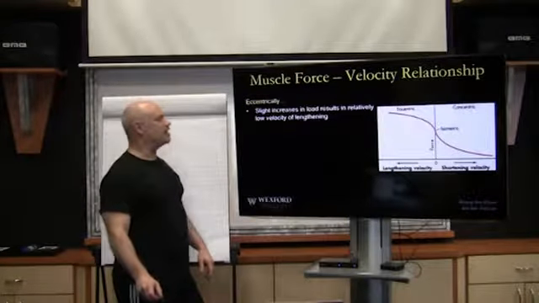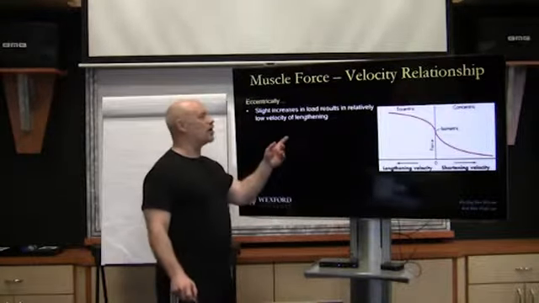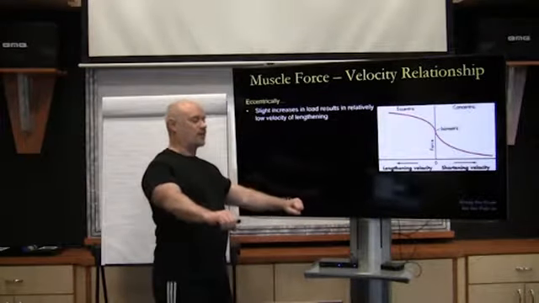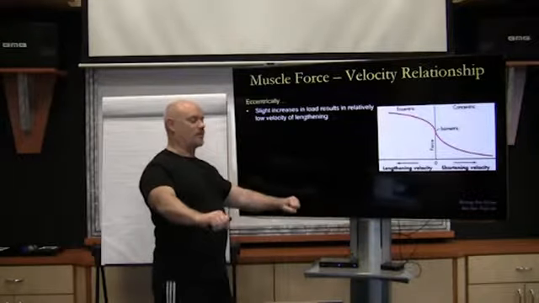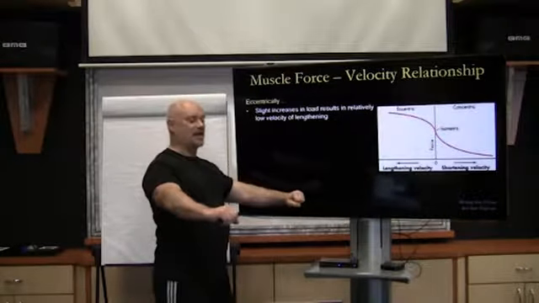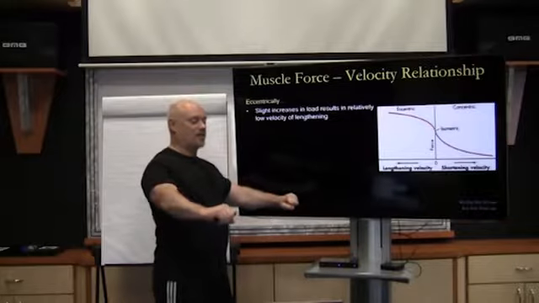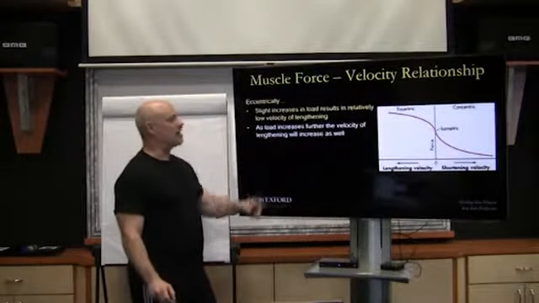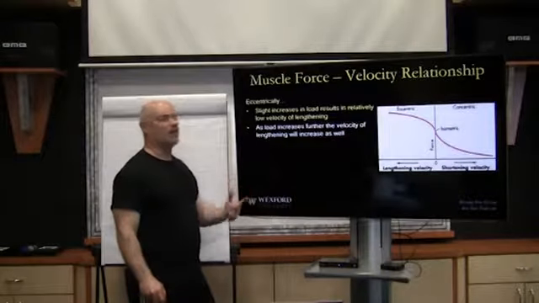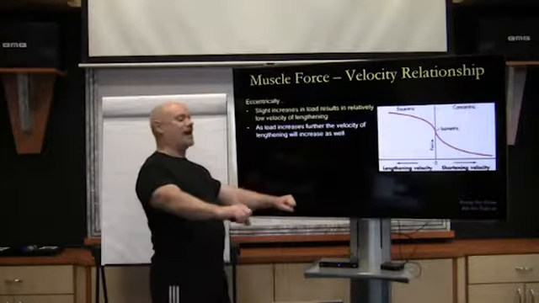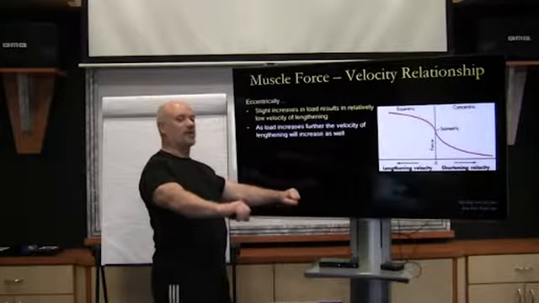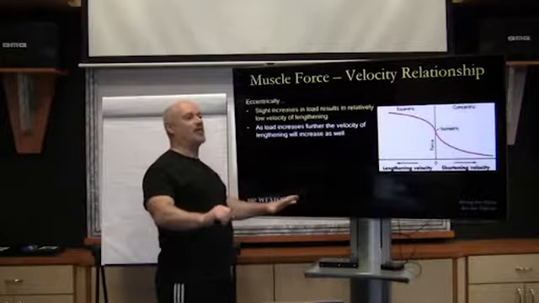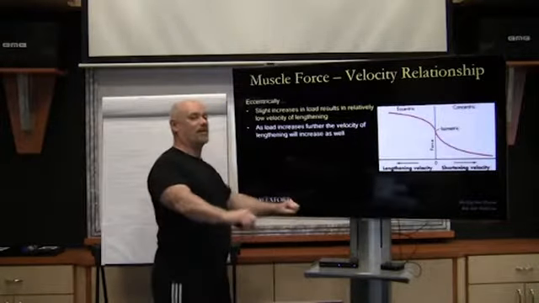Now, eccentrically, slight increases in load result in a relatively low velocity of lengthening. So if you're trying to bring down a weight, like in a bench press, if you got a slight increase from isometric, you can move it slowly. But what happens when you start loading it up? As the load increases further, the velocity of lengthening will increase as well. In other words, you got a heavy weight at this particular load, let's say 300 pounds, you can lower it to your chest slowly. But what happens when you put 350 on there?